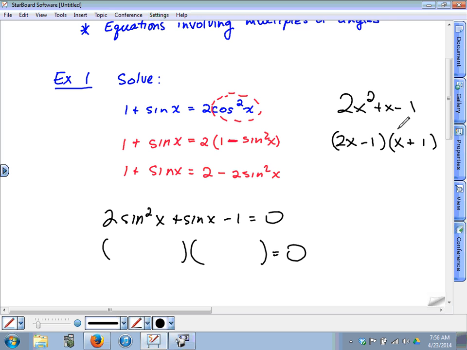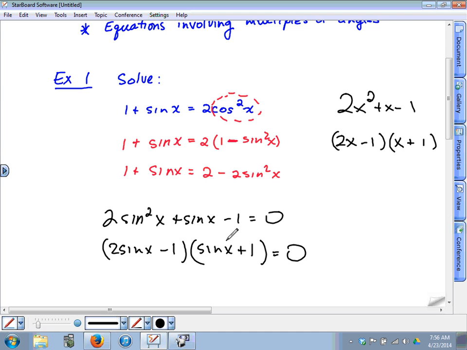What's it going to be? If we're using this as a pattern, what's this first parenthesis going to be? 2 sine x minus 1. Good. And then sine x plus 1. And it is so critical that this equals 0 because we have a product.